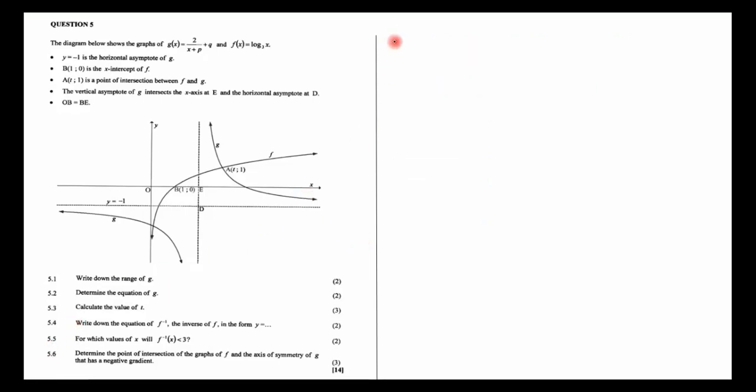All right, now let's look at 5.4. 5.4 says write down the equation of f inverse, which is the inverse of f, in the form of y. All right, so now they want us to calculate the inverse. To calculate the inverse, the first thing we're going to do is take the equation of f. So f is y equals log base 3 of x, right? Remember, we want to find the inverse of this. So by getting an inverse, it means we want to solve for x, right? What is x? x is your constant.